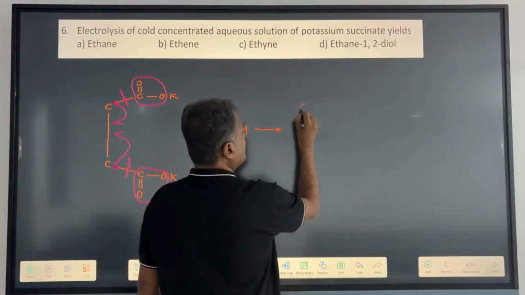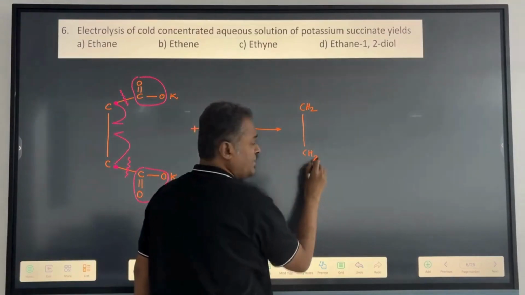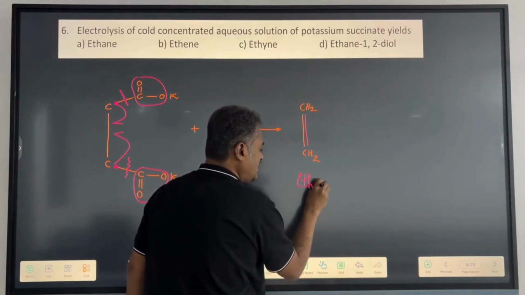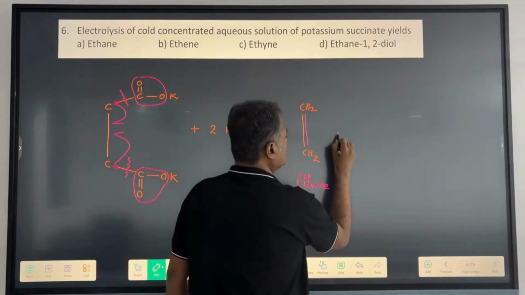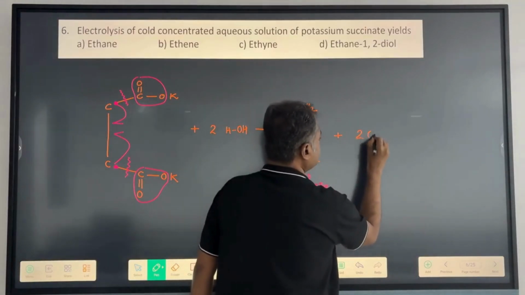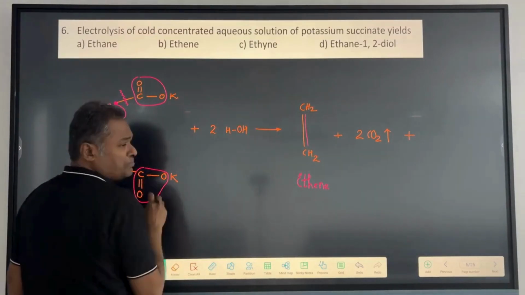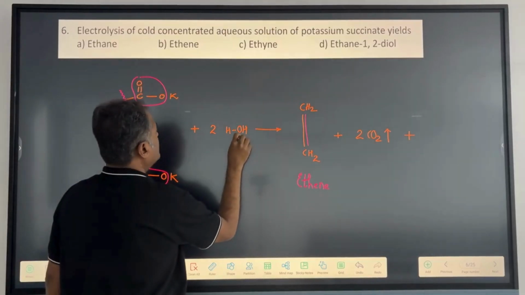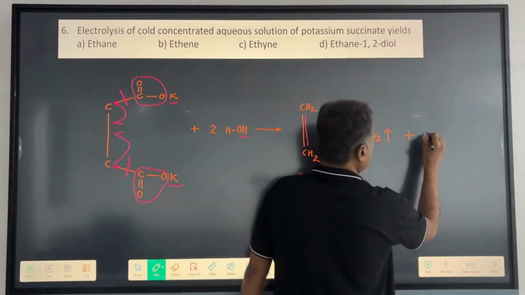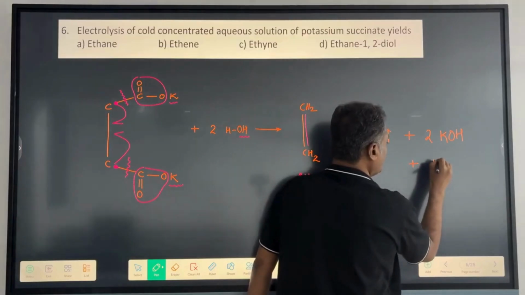So the product in our example will be CH2. Already you have 1 bond. Now the new bond which will be formed would be a pi bond, and this example is called ethene. And if you want to know the other byproducts, I'll give you an idea. Over here you have 2 units of carbon dioxide, which is a gas. Now what is left? You have 2 potassium parts. Obviously they are going to combine with 2 hydroxy groups. So here you will get 2 units of KOH and 1 unit of hydrogen gas.